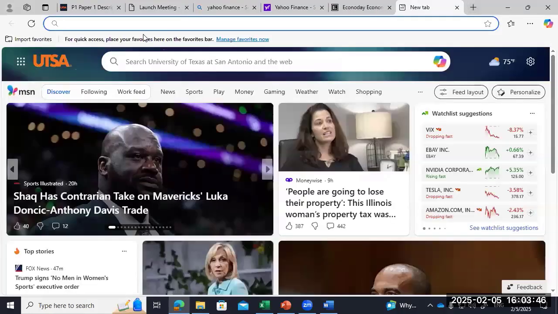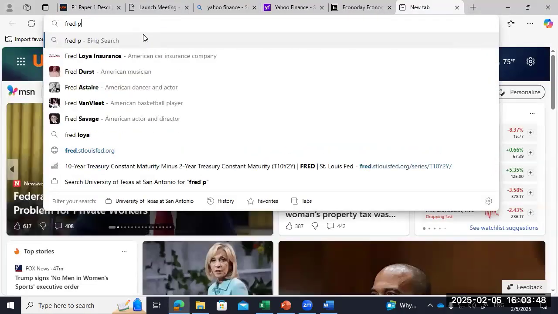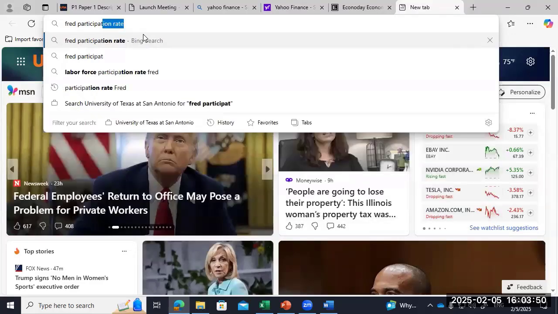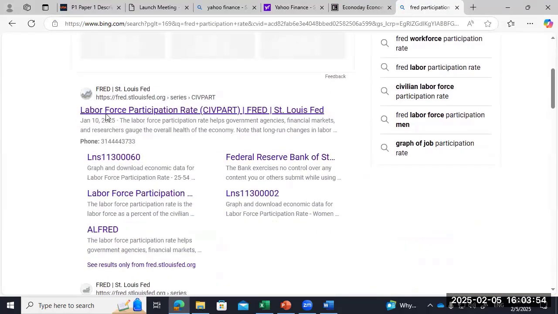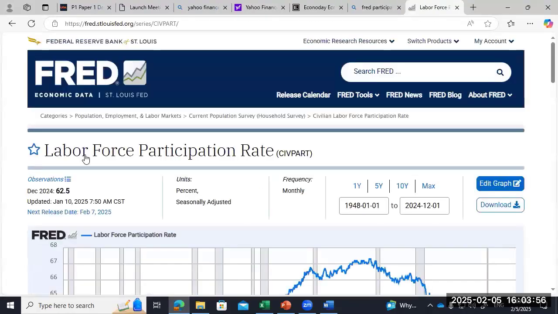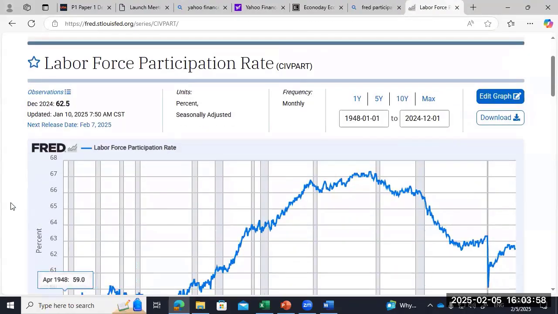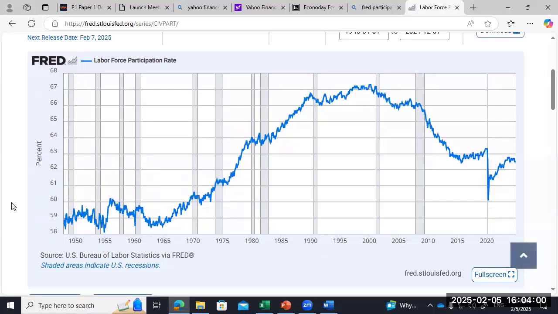It's pretty easy. Remember, if you want to do a chart, you just do FRED, participation rate, and the chart. You got a chart just like that. You can do the max. And you can see the participation rate is very, very, very low.